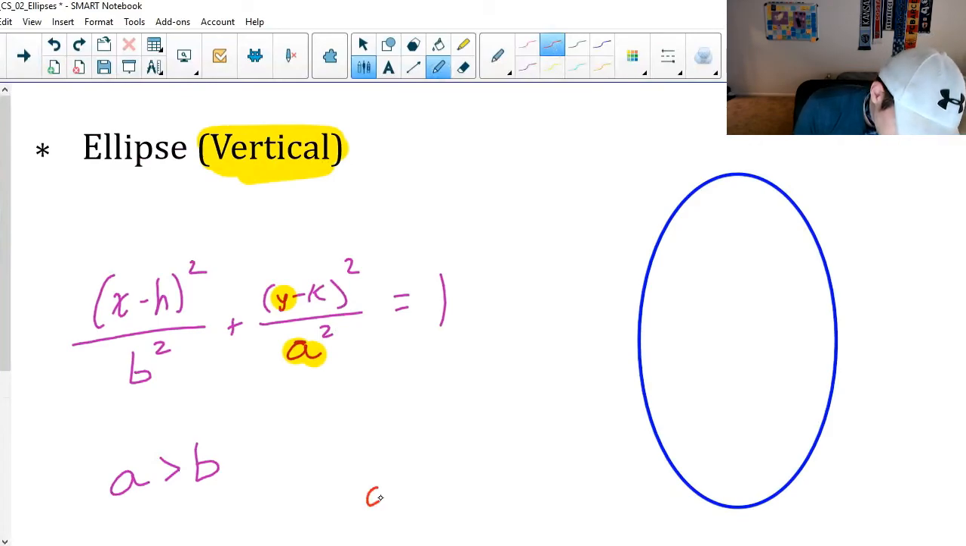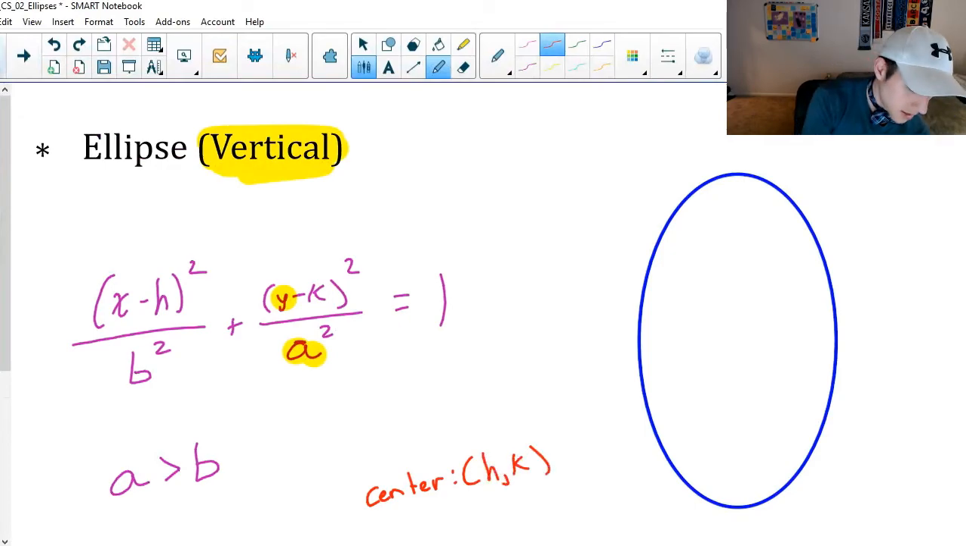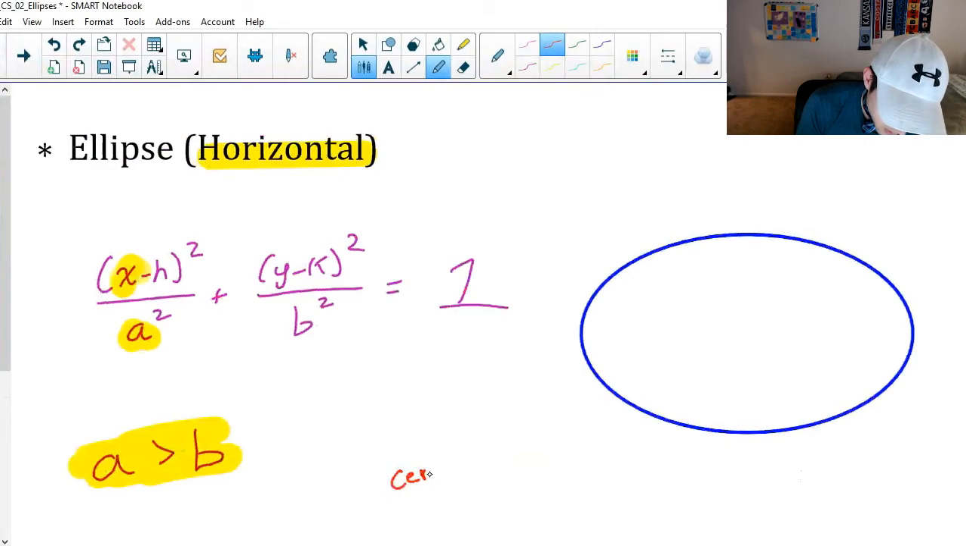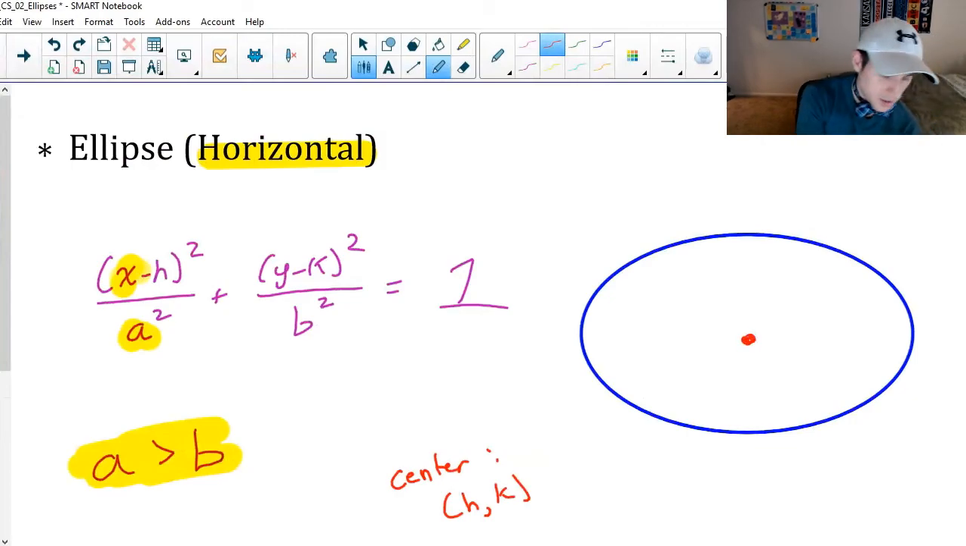And for both of these ellipses, it's still true that the center is (h, k), just like with the circle. The center is still (h, k).